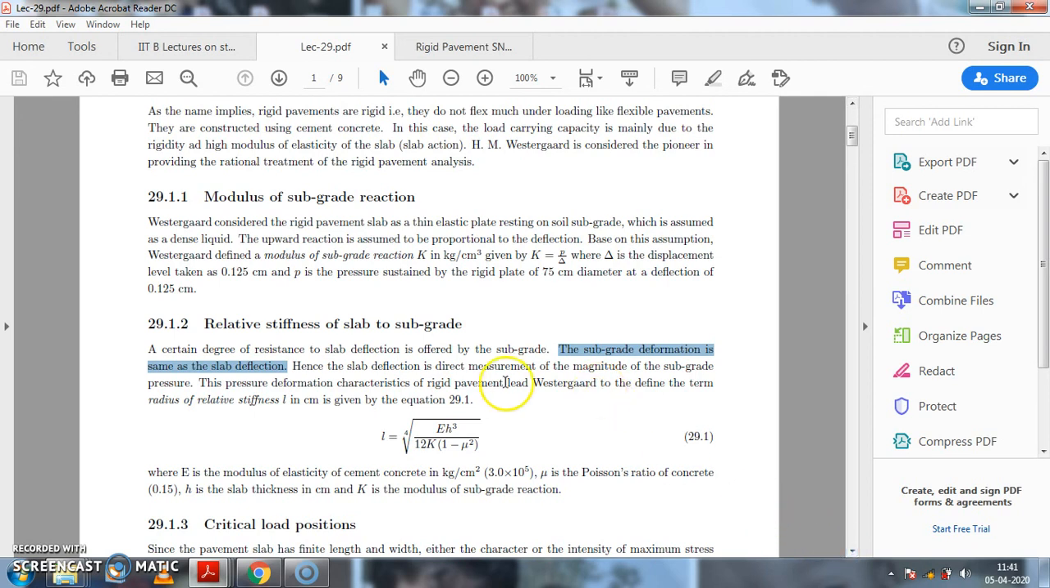Clear? And there are several numerical problems over this formula. Maximum 4 to 5 numbers will be there. They will just provide you all the necessary details like modulus of elasticity of concrete, thickness, modulus of subgrade reaction value, and Poisson's ratio. Now we have to calculate only the radius of relative stiffness of slab to subgrade. Okay. So in my next lecture, I am going to discuss the leftover portion of the rigid pavement.